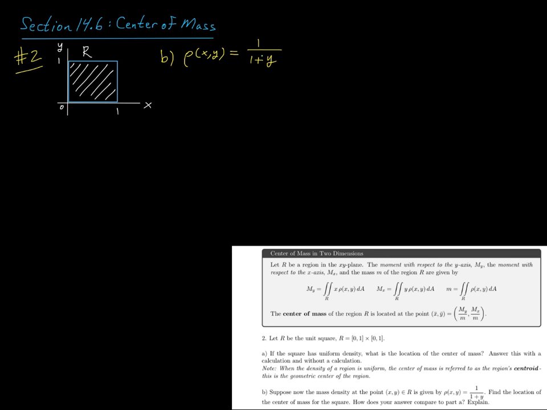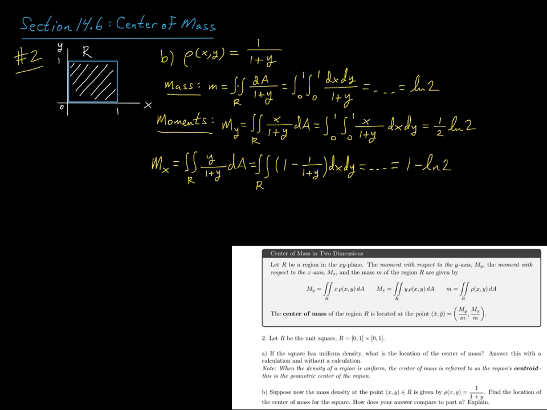The other thing to notice is that this density function is independent of x. So if I imagine drawing two vertical strips, the density will be distributed in the same way along those two vertical strips. Okay, so now let's go ahead and get into the calculations. For the mass, we're going to integrate our density function 1 over 1 plus y over our region, and that's going to give us a logarithm. I'm omitting a few of the details there, but it's a pretty straightforward calculation. And we get that the mass of our region is the natural log of 2.